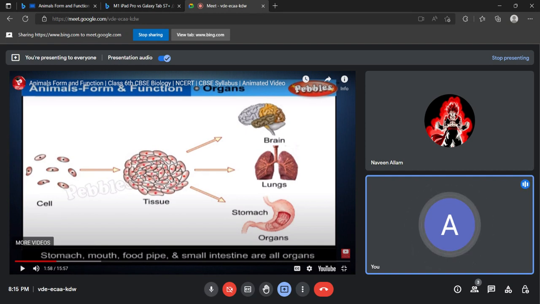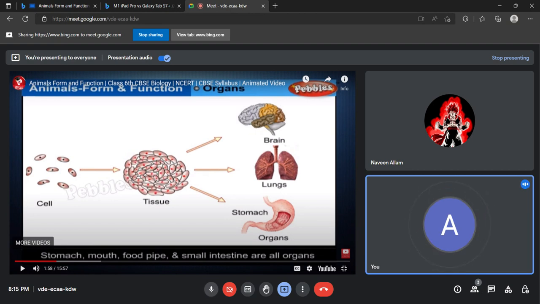Why do we need different cells for different organs? It's because the function of the different organs is different. The brain helps for the cognitive skills, for understanding. Lungs help for respiratory function. Stomach for digestive function. Heart for circulatory functions, right? So their function is different, so the cells from which they are made will also be different.